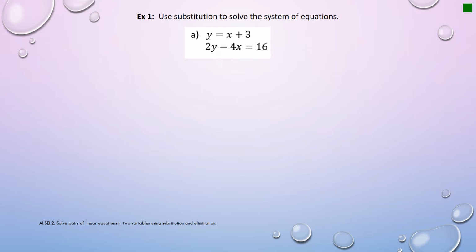What you were looking for in elimination was X over X, Y over Y, equal over equal, number over number. In substitution, you're looking for a lonely variable, Y, all by itself. So if I say, hey guys, what does Y equal? You would say X plus 3. So every time I see Y, I'm going to put in X plus 3. Now I'm going to go to the other equation. I'm going to write 2Y minus 4X equals 16. And do you see a Y? I do.